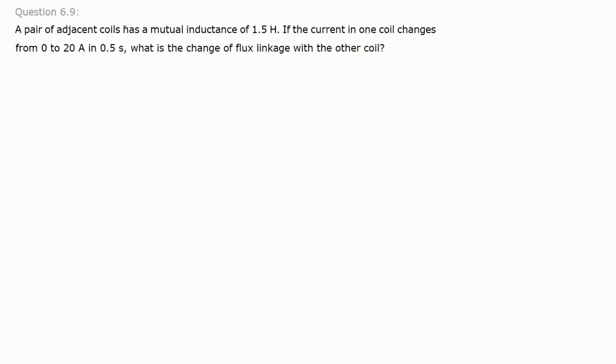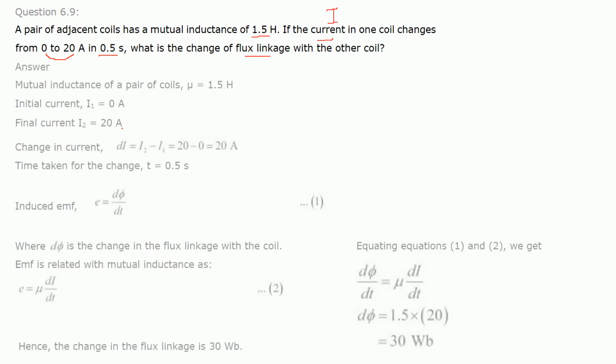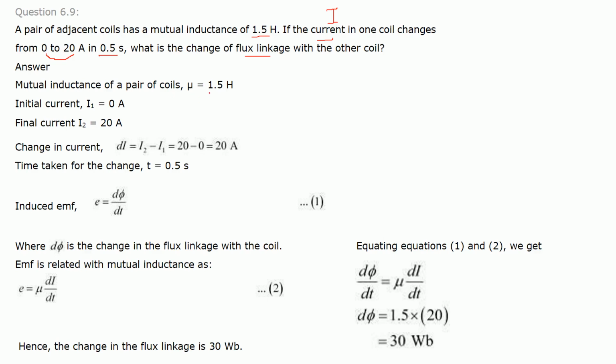A pair of adjacent coils has a mutual inductance of 1.5 Henry. If the current I in one coil changes from 0 to 20 ampere in 0.5 second, what is the change of flux linkage with the other coil? So what all are given to us? Mutual inductance is given. The initial current is I1, the final current is I2. So we will take the change in current 20 minus 0, which is 20 ampere. The time taken to change is also given, 0.5 seconds, so it will be our dt.